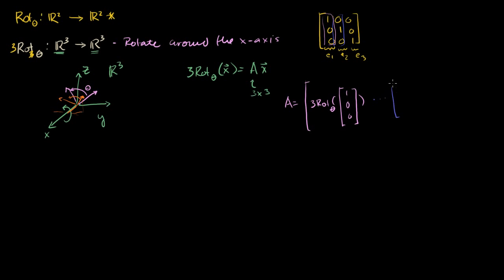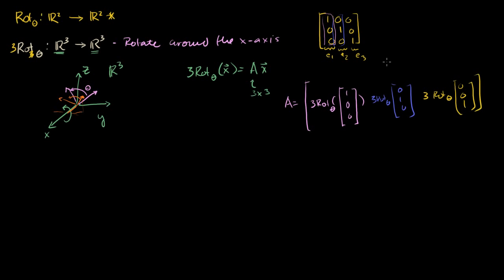I don't want to write that whole thing again. I'm going to apply R3 rotation sub theta to 0, 1, 0. And then I'm going to apply R3 rotation sub theta to this last column vector, 0, 0, 1. We've seen this multiple times.